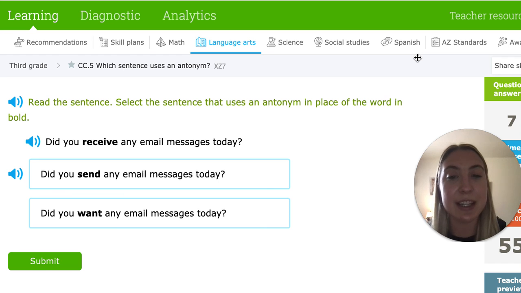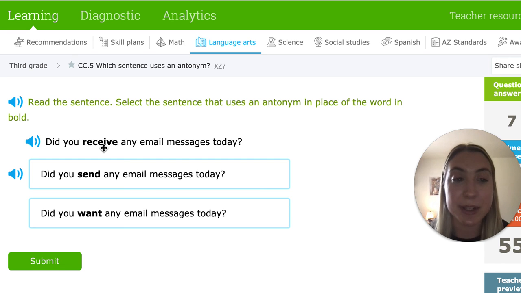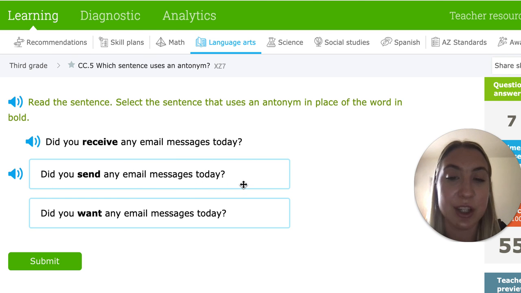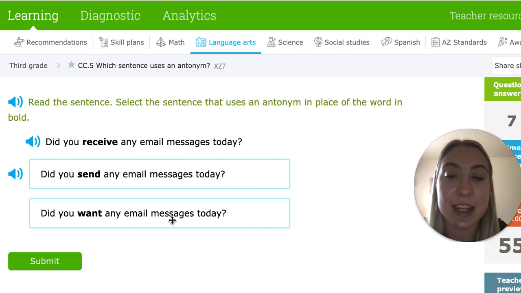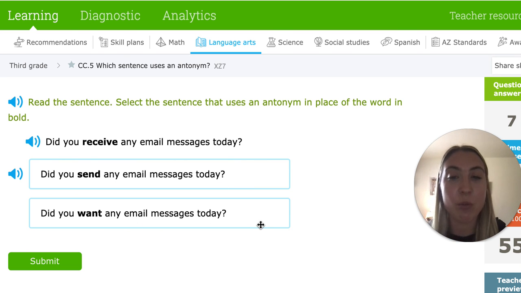So, did you receive any email messages today? The word that we're working with is receive, and we want to find a word that has the opposite meaning. Receive means something came in. So, did you send any email messages today? That's when you send it, you are putting it out. And then, did you want any email messages today? Well, when we're receiving something, that means we're getting something. But when we're sending something, we're giving it to someone else, so we're putting it out there. So the opposite of receive would be send.